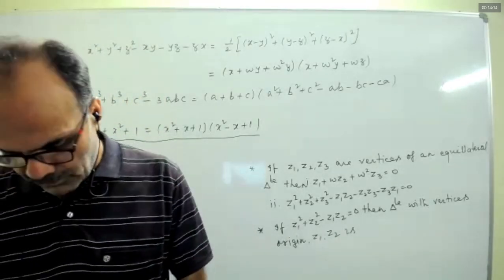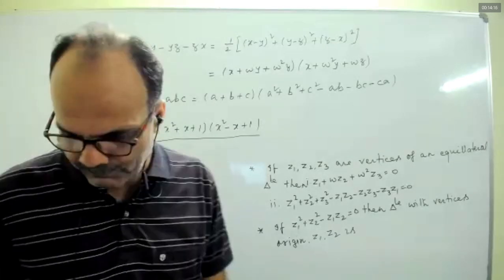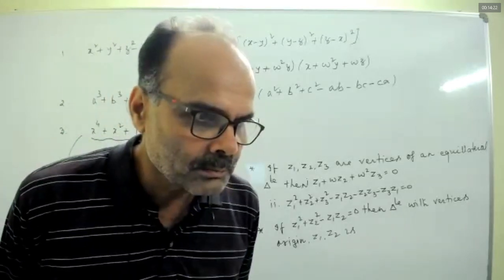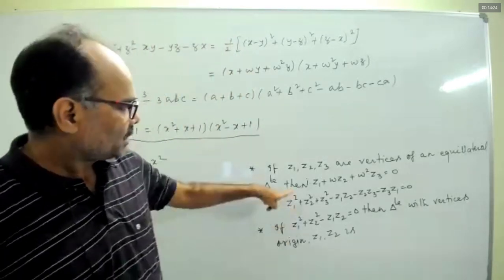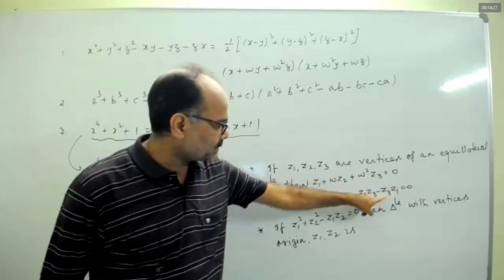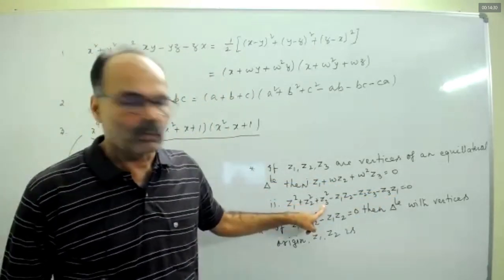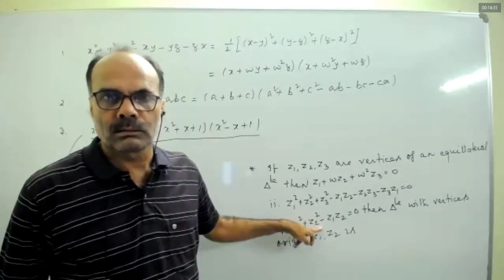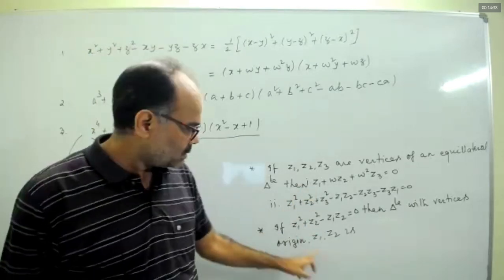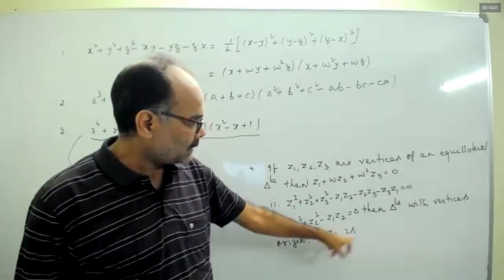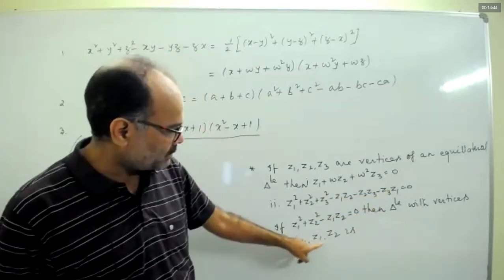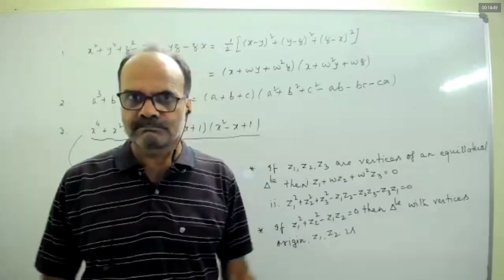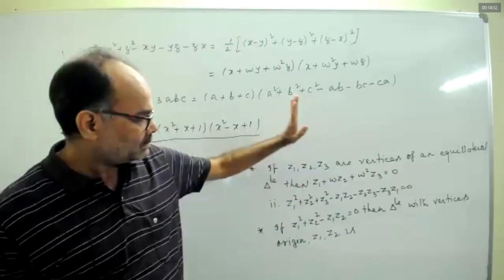Ishaq, what is the answer? Right angle. See, in this expression, if you put z3 as 0, the origin, what will you get? So what is the answer? Then the triangle with vertices origin, z1, z2 is isosceles, so the vertex at origin will be a right angle.